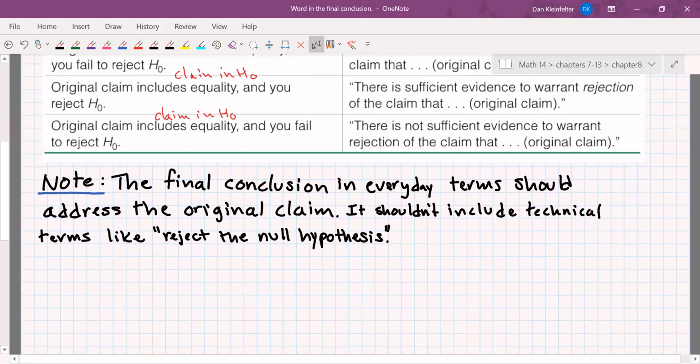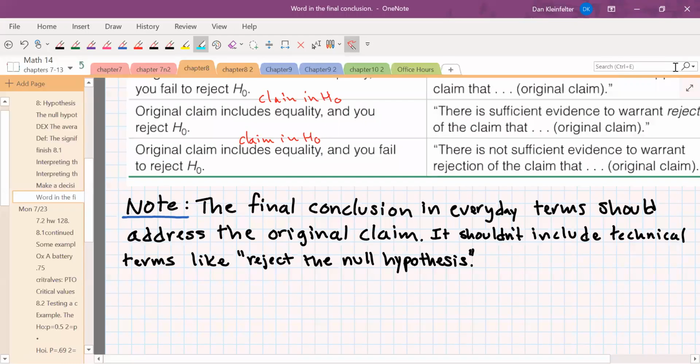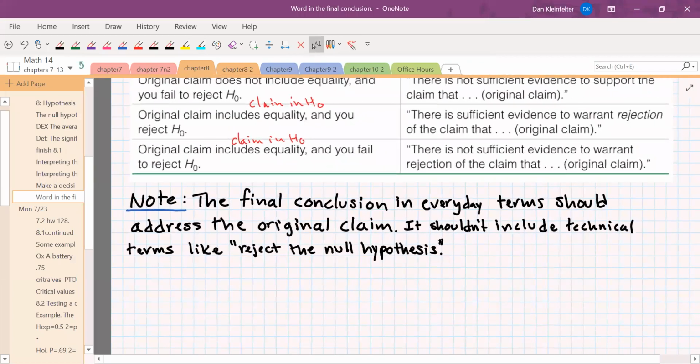Make sure, by the way, when you write out that conclusion, it should be in everyday terms and should address the original claim. You shouldn't include technical terms like reject the null hypothesis. Remember that the result of your analysis should be digestible for people who don't have training in statistics. And so you should put it in terms of whatever the study was about in the first place.